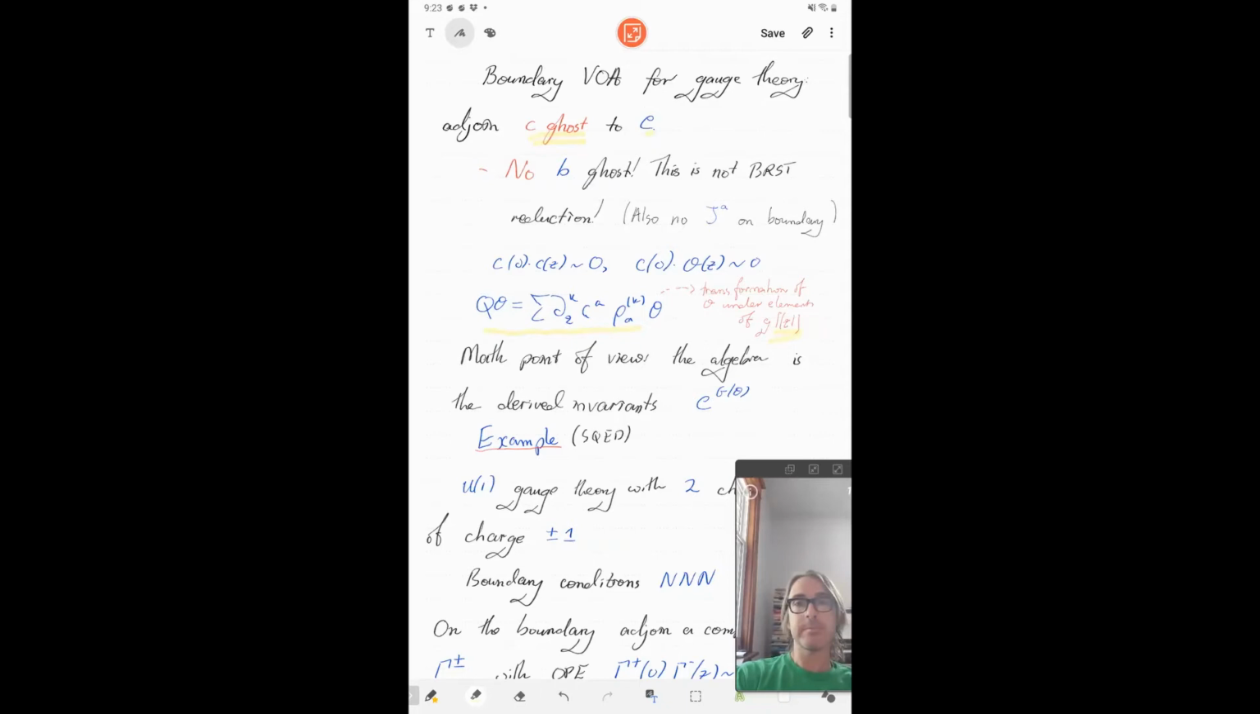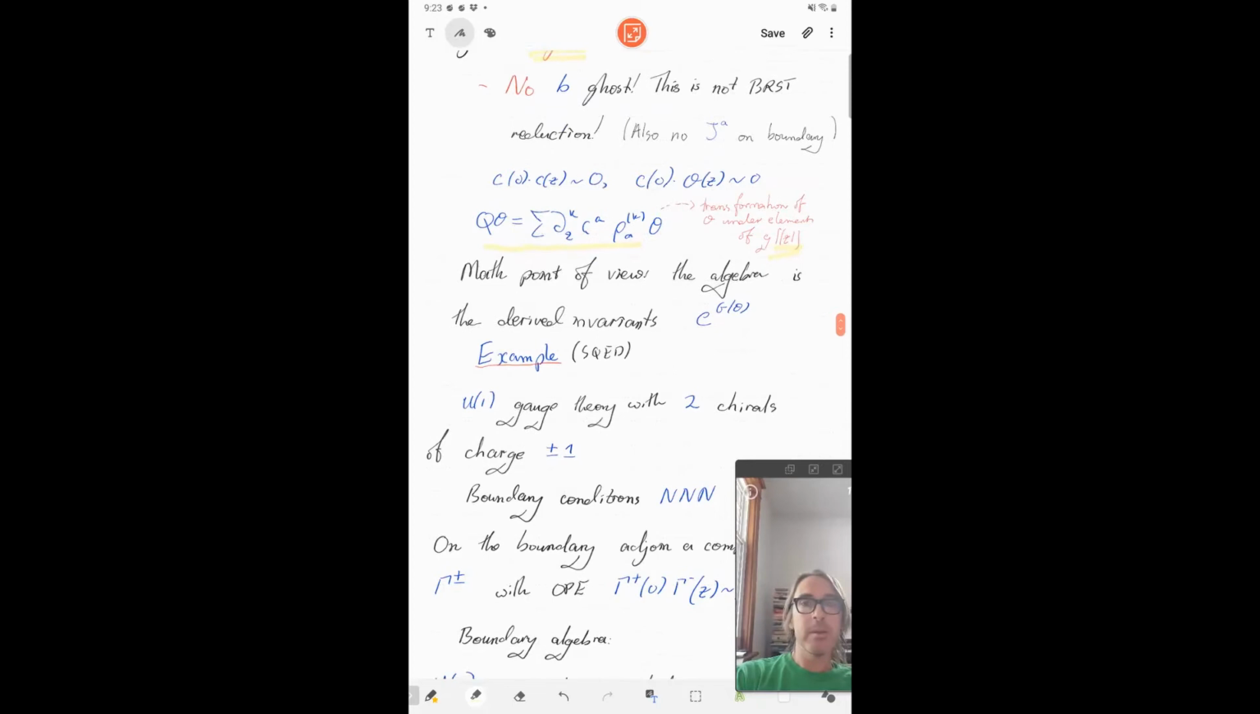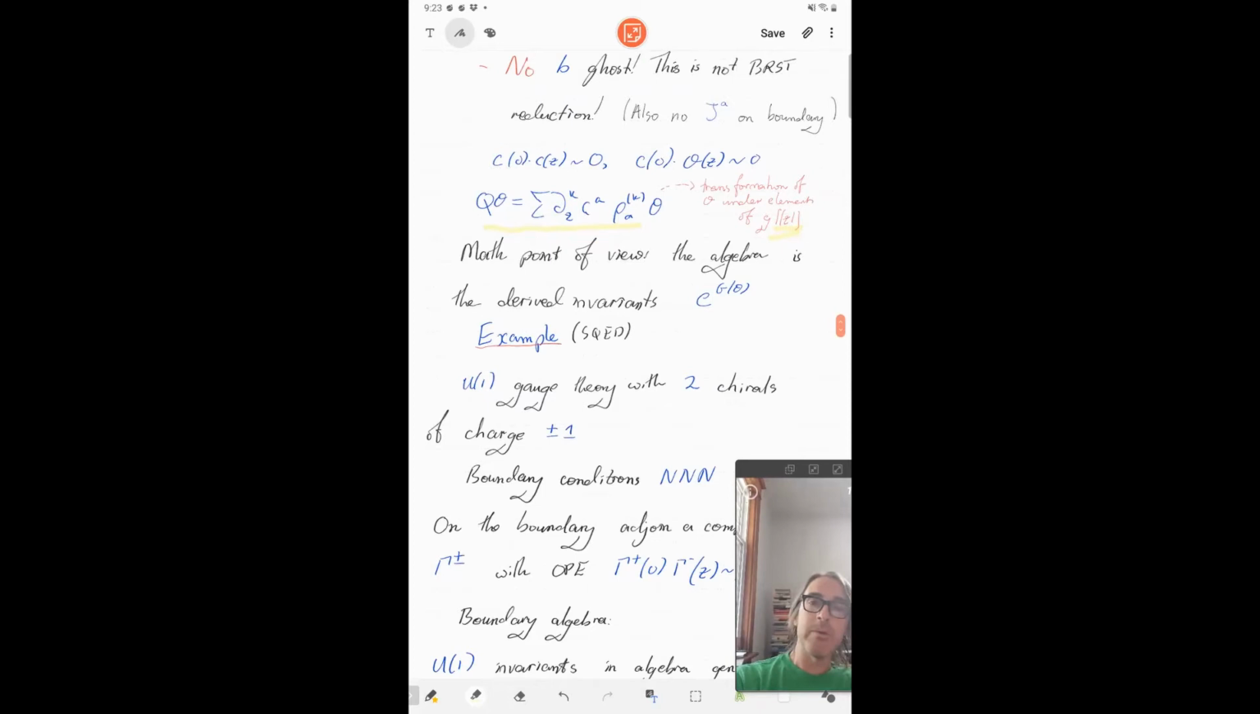Now, from a math point of view, this construction is extremely simple. All we're doing is taking whatever boundary algebra I had and taking the derived invariants with respect to what's called G of O, which is another name for G of Z.